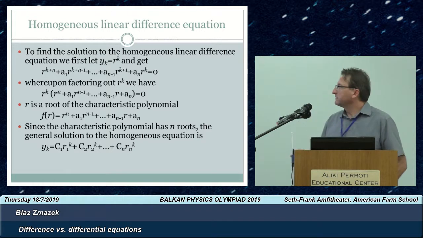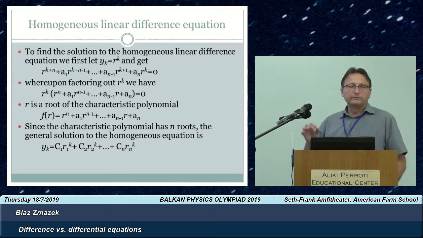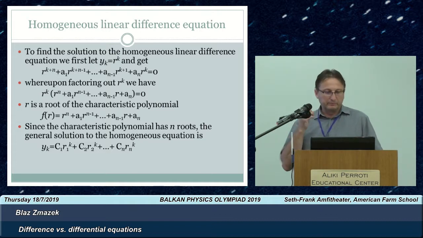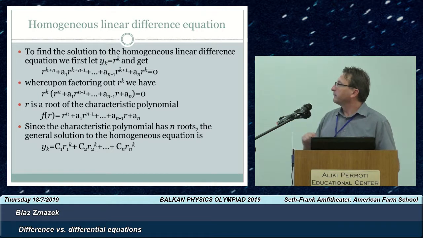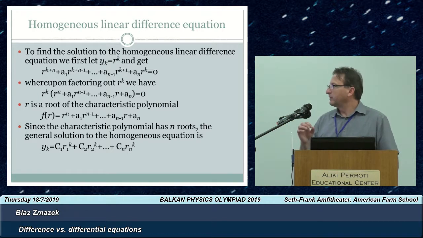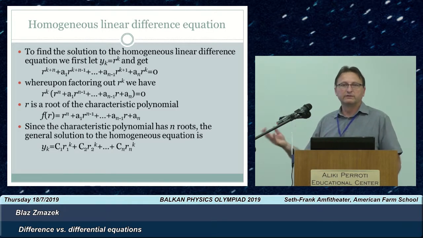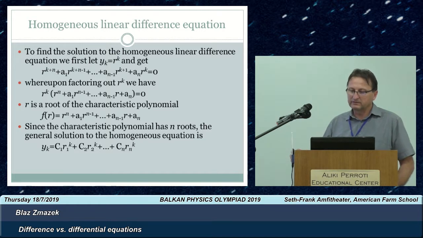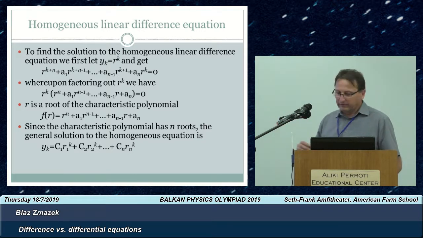So to find the solution of the homogeneous linear difference equation, we assume that the solution is of this type: y_k is r to the k. This is the method of how we find the solution of a linear difference equation, and we quickly see how we solve the Fibonacci sequence in that way.